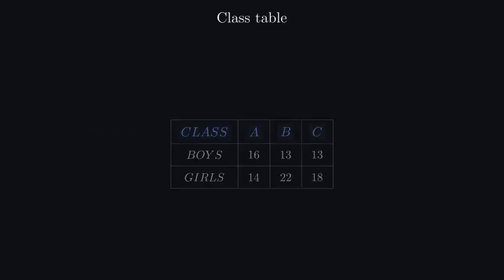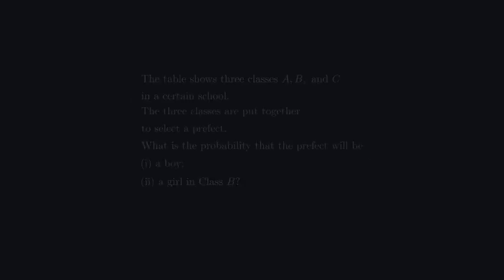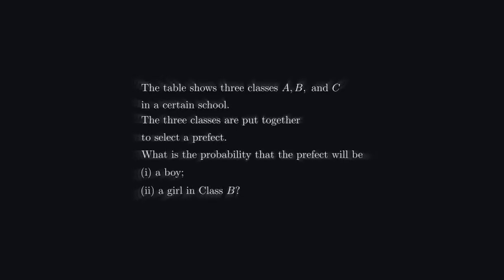Today, we are solving SSSCE July 2005 question 4a. This is a basic probability question using information from a table. Here is the table. It shows the number of boys and girls in 3 classes, A, B, and C. The 3 classes are put together to select a prefect.